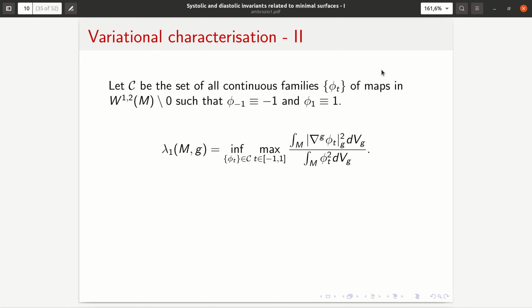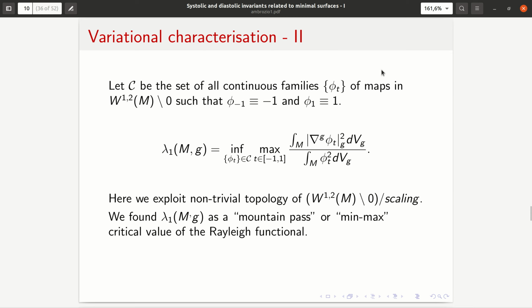So for each family in C, I compute the maximum of the Rayleigh quotient of the functions phi_t in the family, and then I take the infimum over all such families. I said that this is an inequality, but actually you can construct an explicit family where the maximum is attained by the first eigenfunction of lambda 1, and therefore this infimum is actually a minimum, and equality holds. Okay, and this is the characterization of lambda 1 that I find interesting.